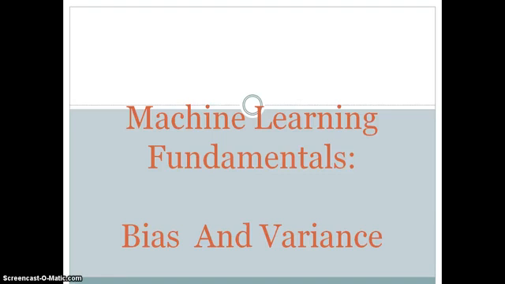Hi everyone. In this series of big data lectures, today we will be seeing the machine learning fundamentals, that is the bias and the variance. These two properties play a very important role in machine learning algorithms. So we will see what is bias and what is variance in brief.